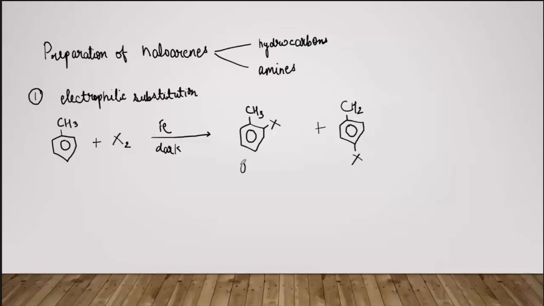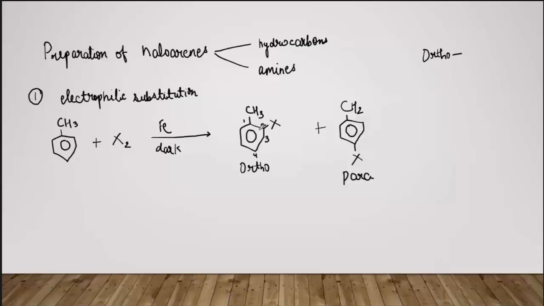The first one is known as the ortho derivative, so it will be called ortho halotoluene, because this compound is toluene. If X is chlorine, it will be known as ortho chlorotoluene, and this one will be called para chlorotoluene. Why are we writing ortho? Because CH3 is attached here, no? So we will call this carbon carbon 1, this carbon 2, this carbon 3, and this carbon 4.